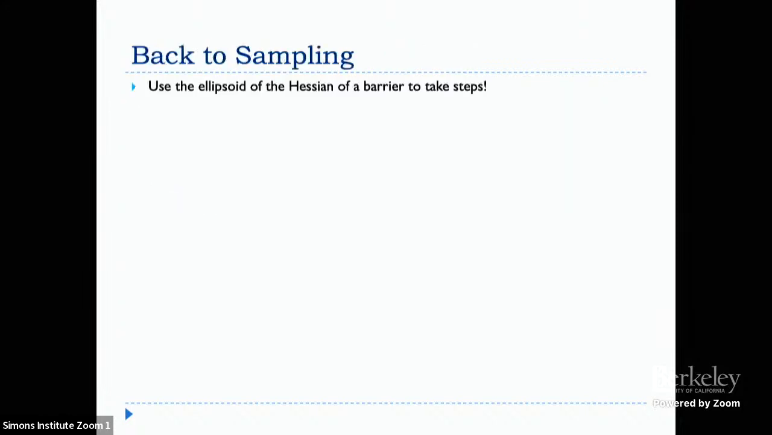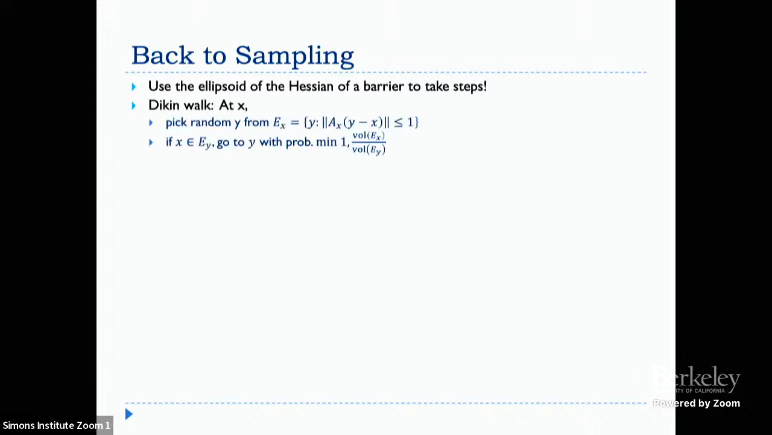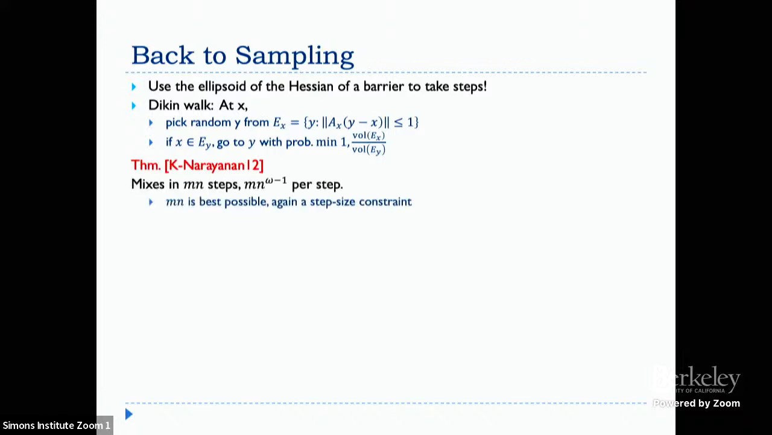Okay, so back to sampling. Where does this show up in sampling? So how do we use local geometry for sampling, right? This was the key point. We were able to use local geometry to do optimization fast. So instead of sampling from a ball, let's sample according to the local ellipsoid, and then use a filter to make sure you get the right distribution. And indeed, Kannan and Narayanan showed that this Dikin walk mixes in mn steps. And each step, you have to solve this equivalent of a linear system again. Now, this is the best possible. This is tight for this result.